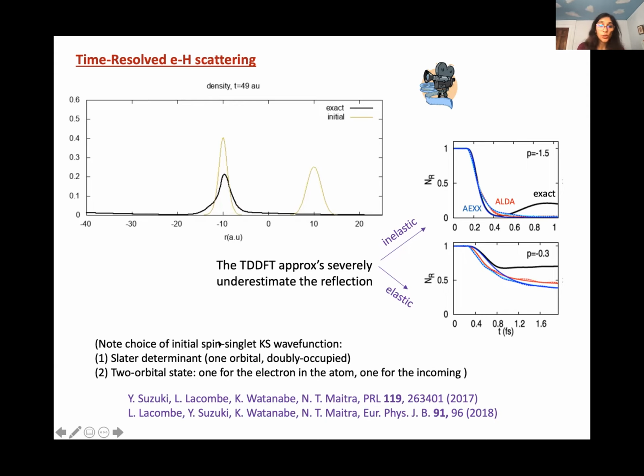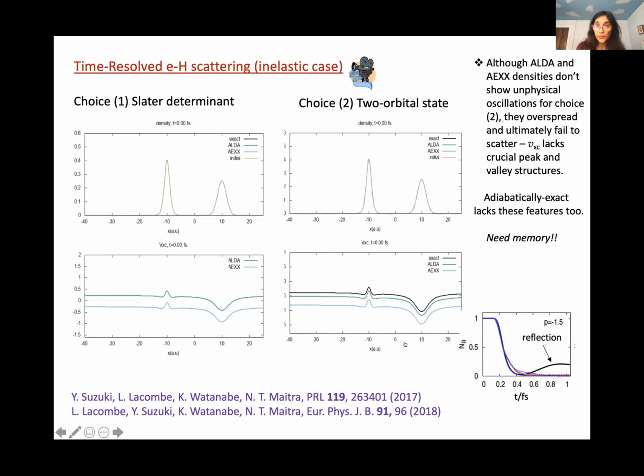Okay, there's a detail to do with the initial states, which I don't think I have time to go through here. I can return to it if you're interested. What Kohn-Sham initial state did we use? I'll come back to that if you're interested. I'll also skip this for now.